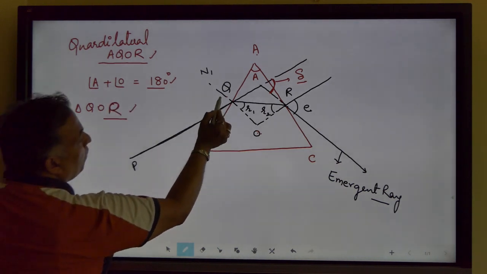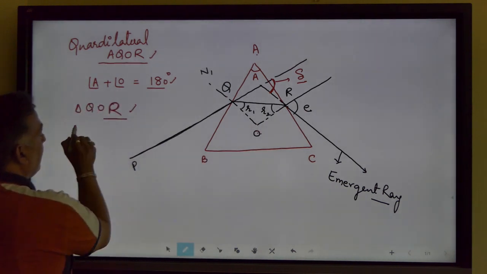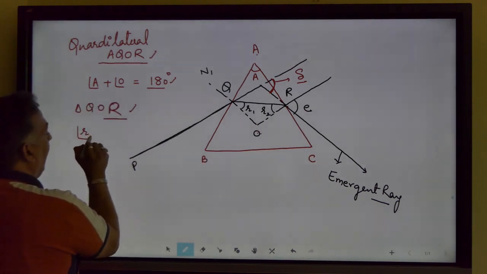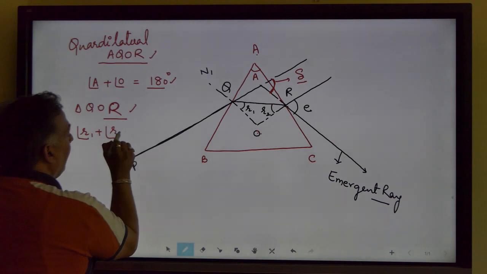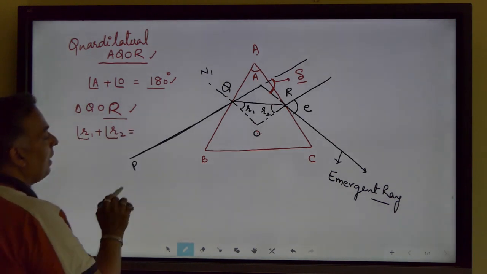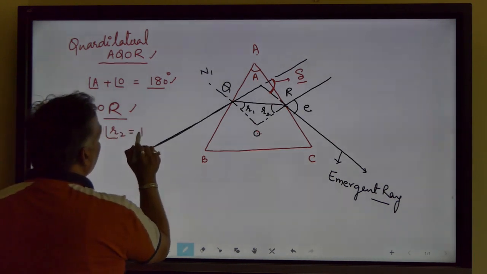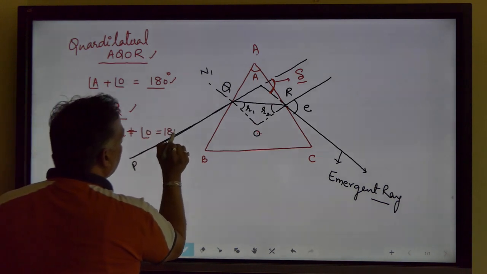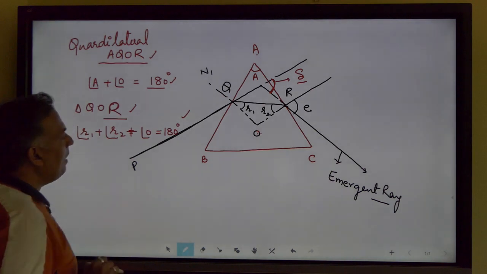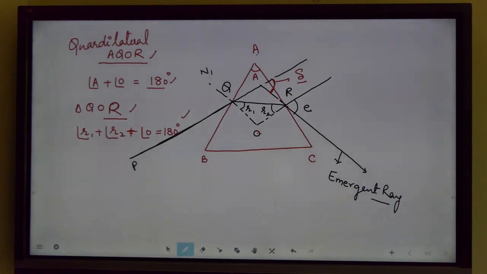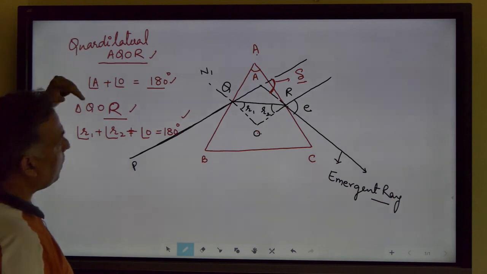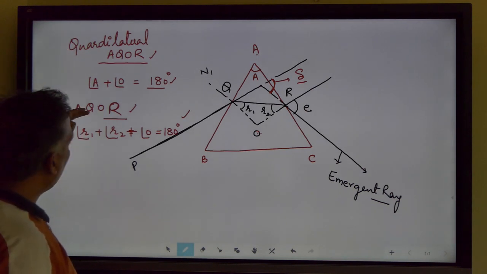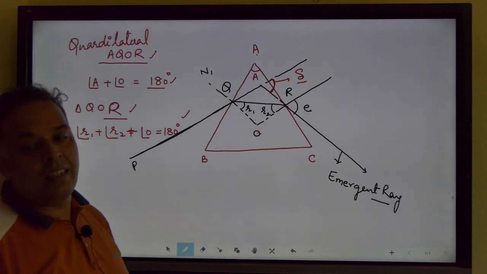Triangle QOR. Sum of angles is angle E1 plus angle O is 180 degrees. So this one is in case of quadrilateral and this one in case of triangle.